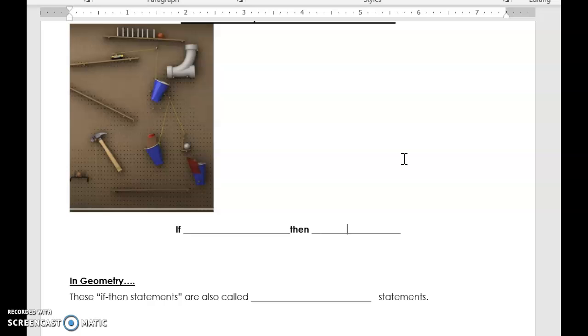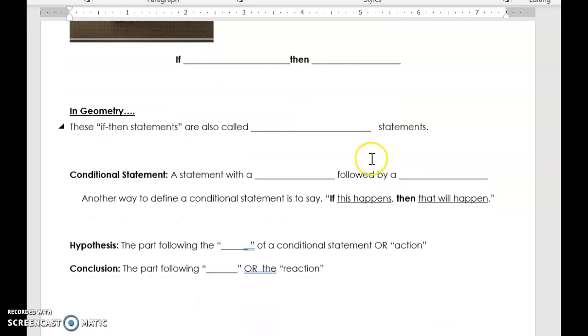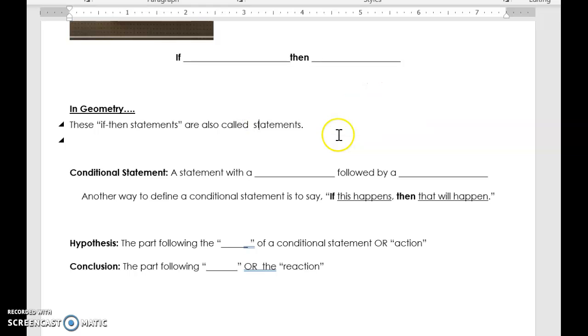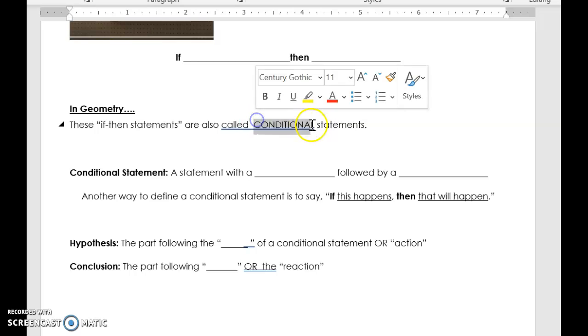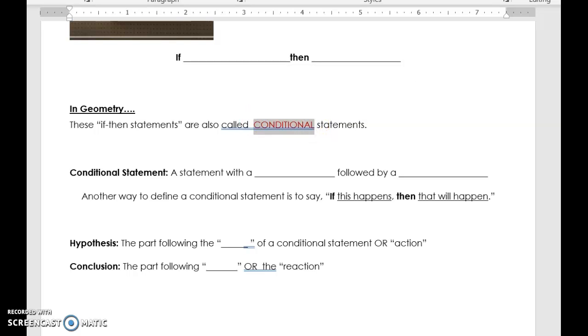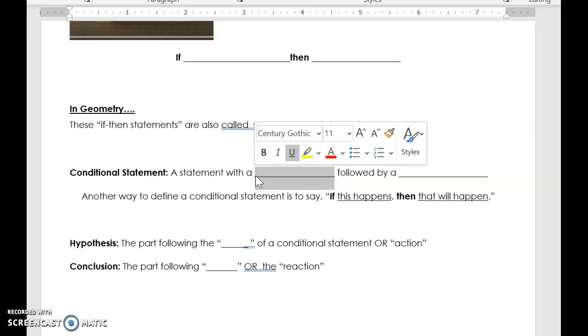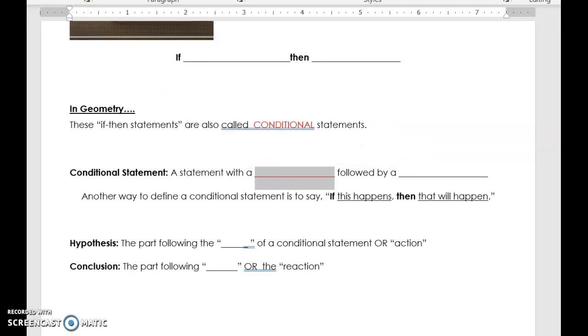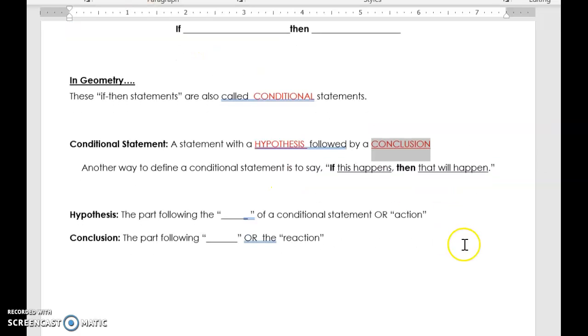But the idea is that in geometry, these if-then statements are called conditional statements. And again, it depends on what happens as to what reaction happens. So they're called a conditional statement. They are a statement with two kind of parts, right? You've got the if part and you have the then part. So it's a statement that has a hypothesis and it's followed by a conclusion. Again, you have your action followed by your reaction.